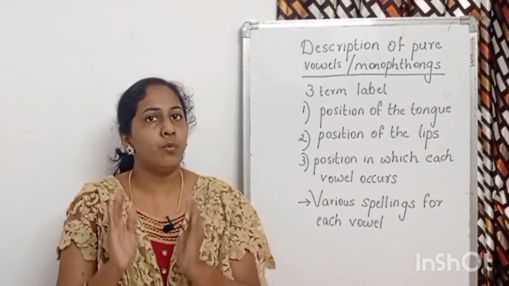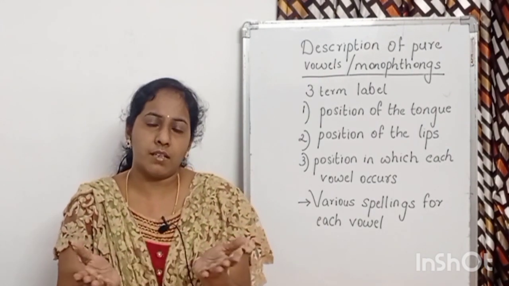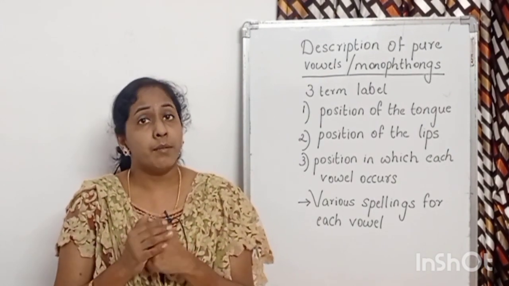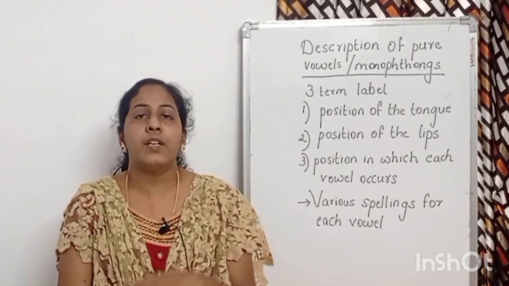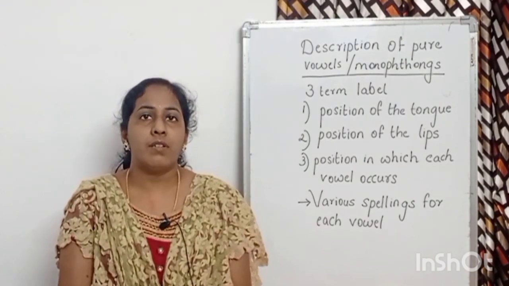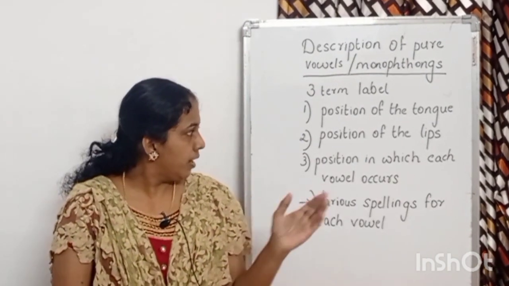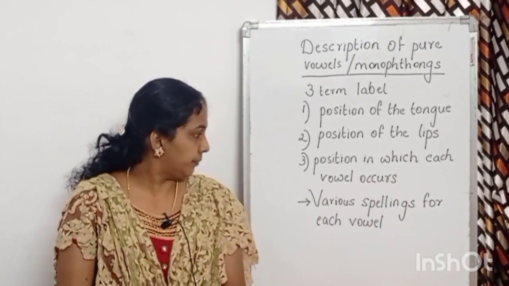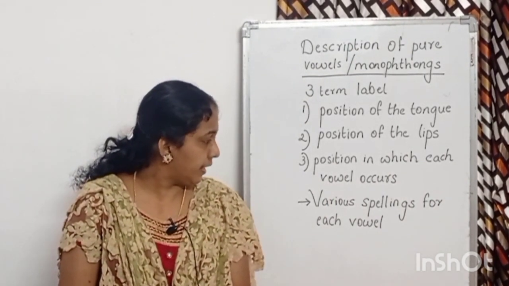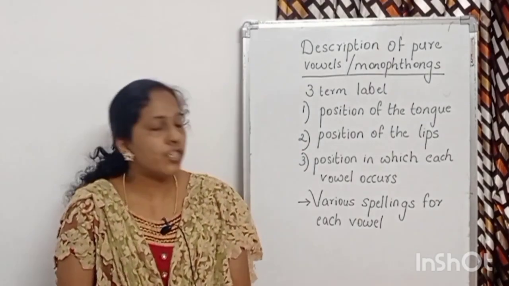It differs from vowel to vowel. Certain vowels occur more in the beginning or certain others occur more in the middle. Some don't occur in the end at all. So we'll be seeing that one by one. We'll be taking an individual word and vowel sound and observing where it occurs, the position in which each vowel occurs. And we'll also be seeing the various spellings for each vowel.